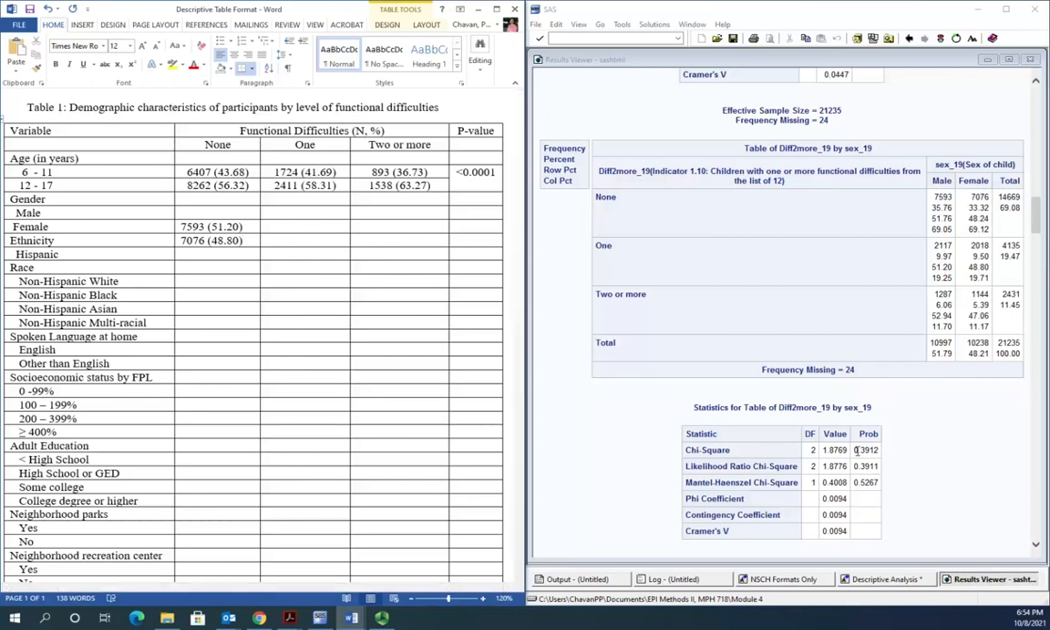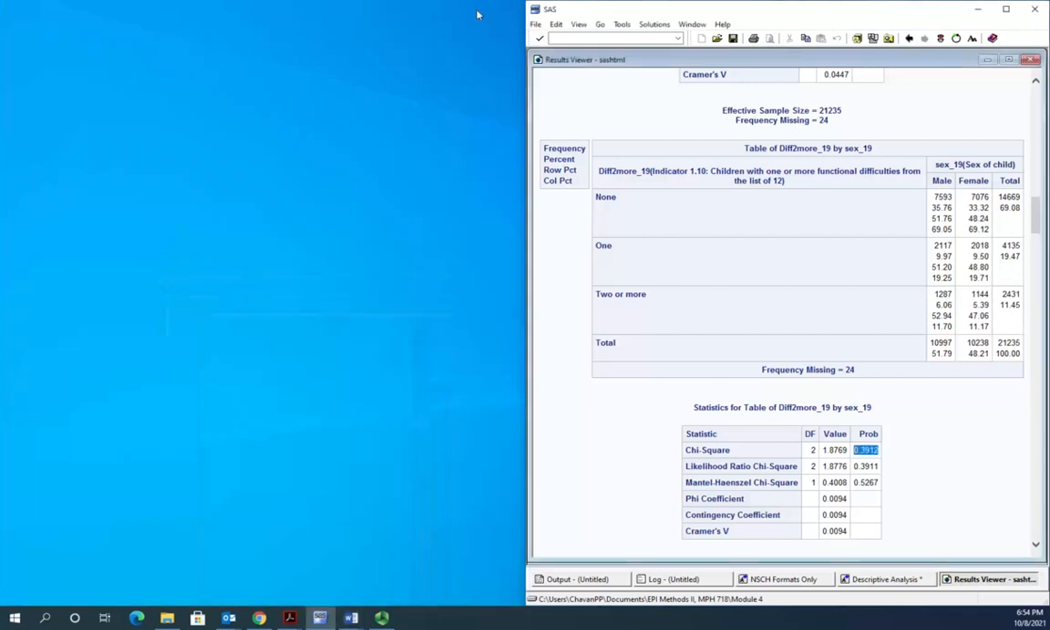Over here, you can see that the p-value is 0.39, which means that the p-value for cross tabs between gender and physical activity and functional limitations was not statistically significant, whereas a p-value of less than 0.01 is statistically significant. So what I'm going to do is now I'm going to pull up the table which I have already populated.